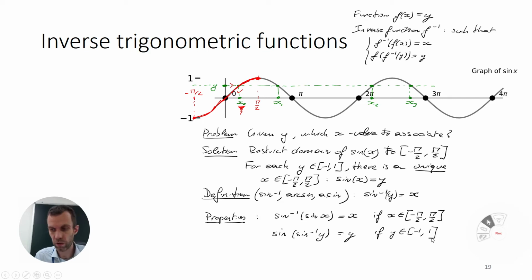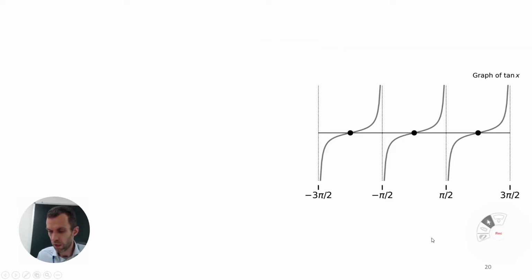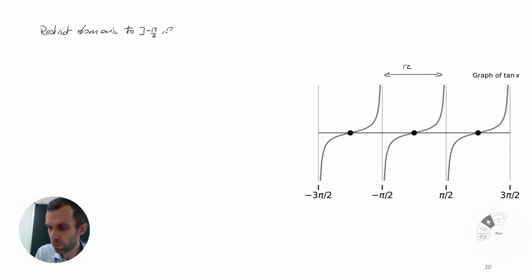So that gives us our inverse sine. Now we can do the same thing for tan. Here, remember, we have pi periodicity. So what we will do here is restrict the domain of tan to the interval minus pi over 2, pi over 2, the bounds not included. That means that we look at this part of the graph only.